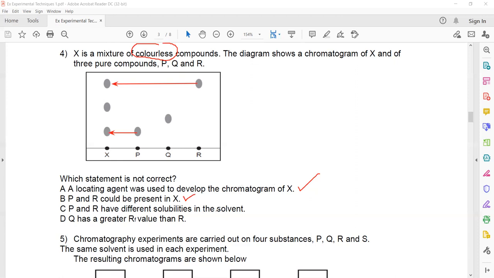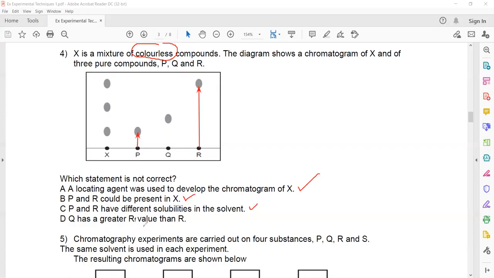P and R have different solubility. That's also true. Why do P and R have different solubility? You can clearly see that the height to which P rises is different from R. P rises to a shorter distance whereas R rises to a greater distance. It means R is more soluble. That's why it rises more with the solvent. So statement C is also true.